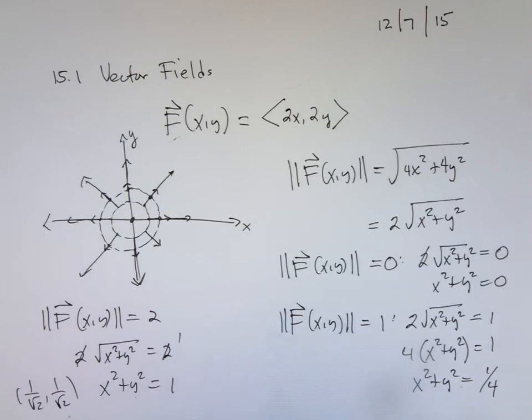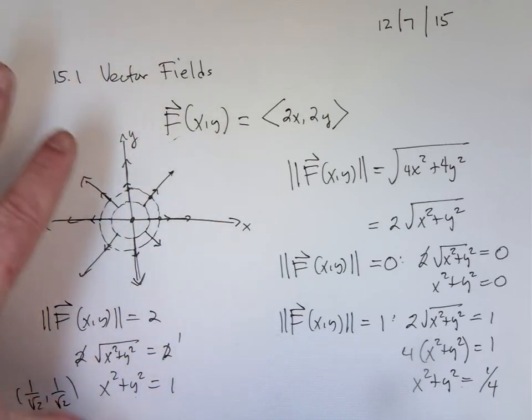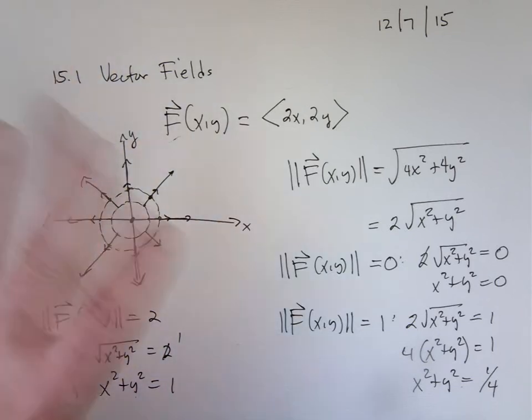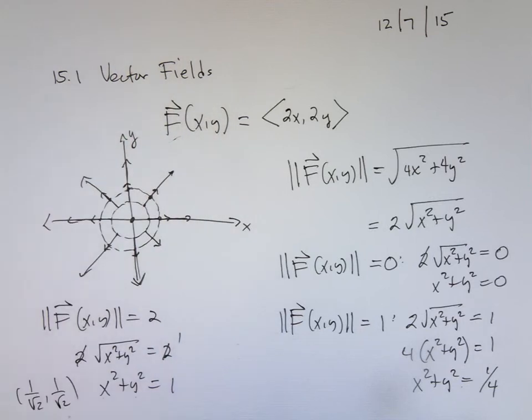But that is not necessarily true. That's a coincidence in this particular case. Okay? So you can get an idea of what this vector field looks like by looking at these vectors that have equal magnitude. Okay? And that's generally how these are drawn.